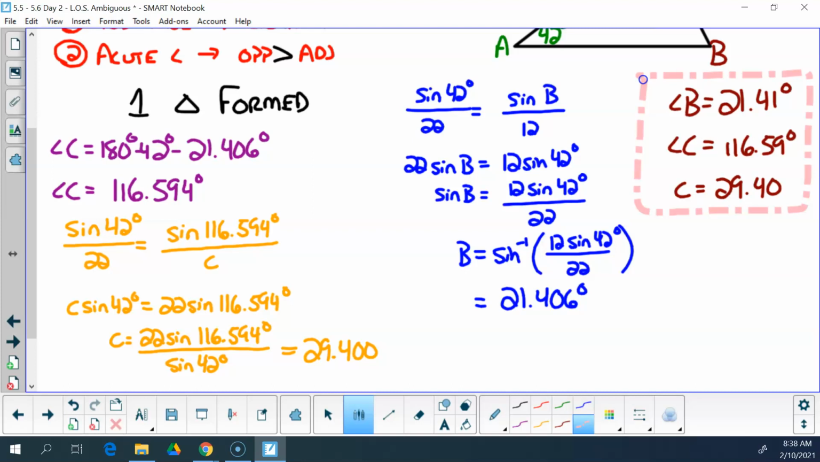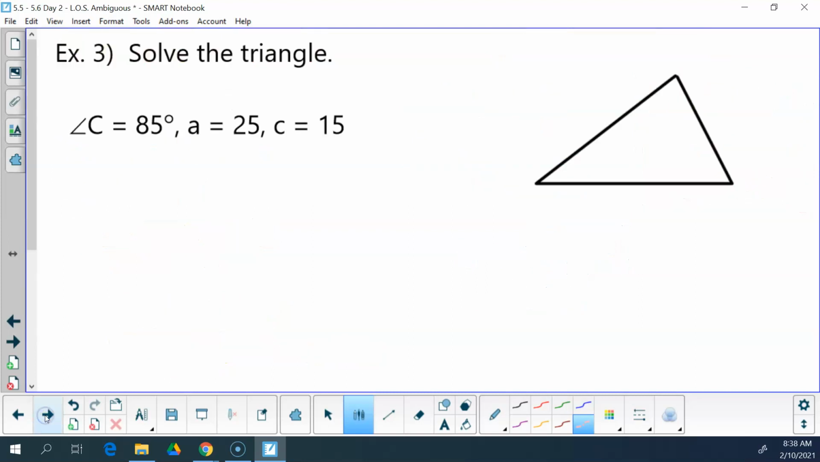Love it. All right. Let's try this next one. Again, we want to draw ourselves a picture. Angle C here is 85 degrees. Side C is 15. Side A is 25. Are we in the angle side-side case? Yes?